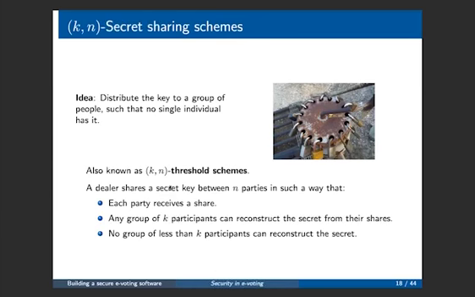So this is also known as a k-n threshold scheme. n is the number of parties and k is the threshold, the minimum amount of shares that need to be gathered so as to recover the secret key.